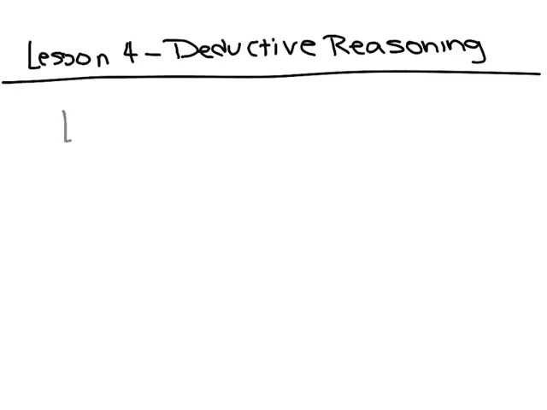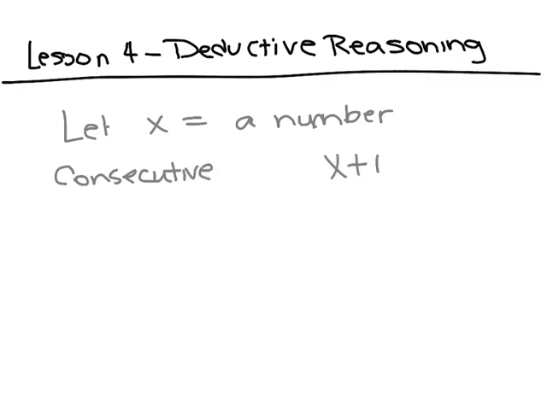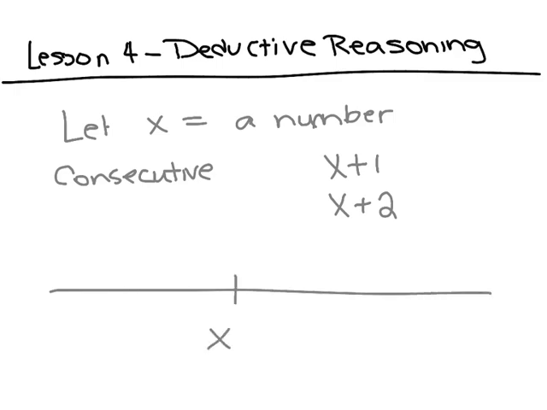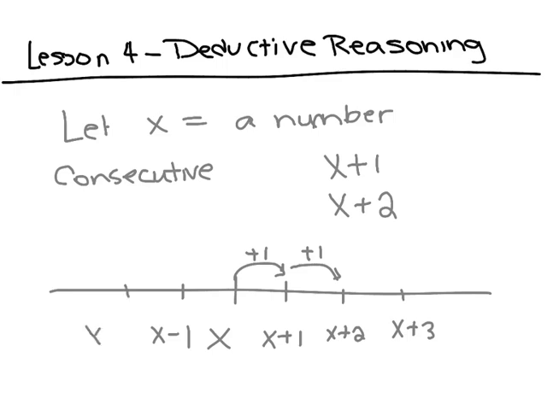So for instance, we sometimes let x equal a number. Okay, so if we let x equal a number, and we wanted to find the consecutive numbers, the next number would be x plus 1, then x plus 2. So if we were to write this on a number line, say, and this was our x, the next number would be x plus 1, because we're going x plus 1 more. The next number would be x plus 2, then x plus 3. And you can even go the other way. If we wanted 1 less, it would be x minus 1, x minus 2. So these would be our consecutive numbers.